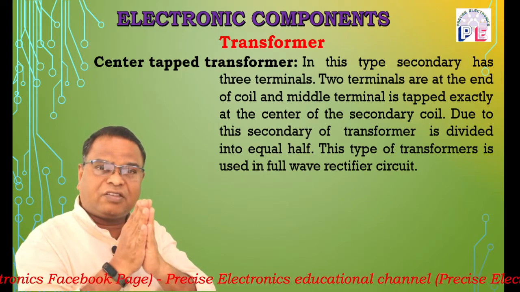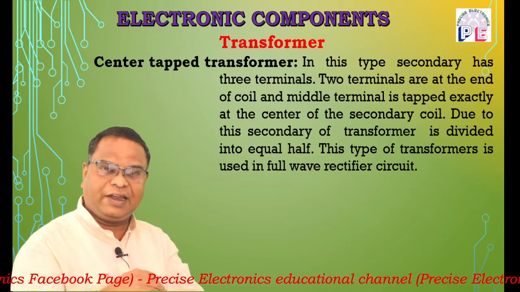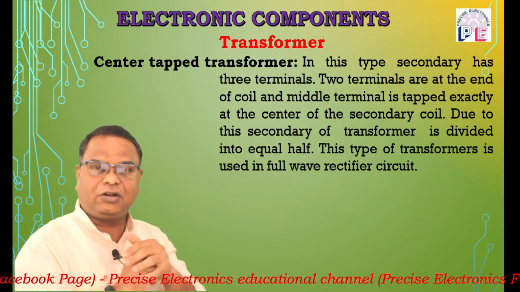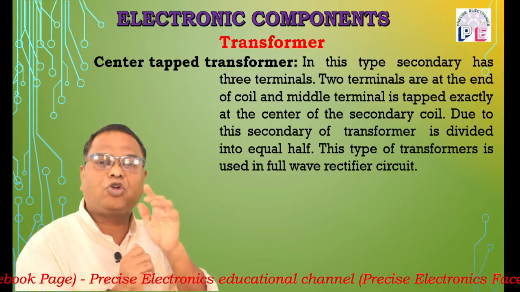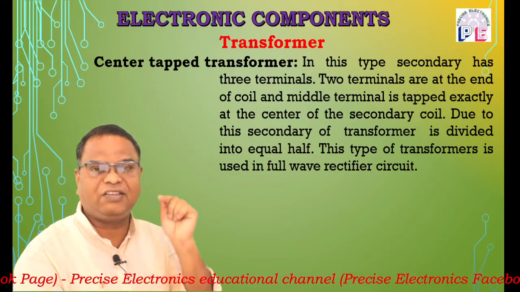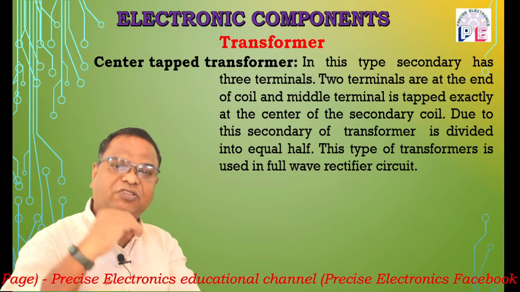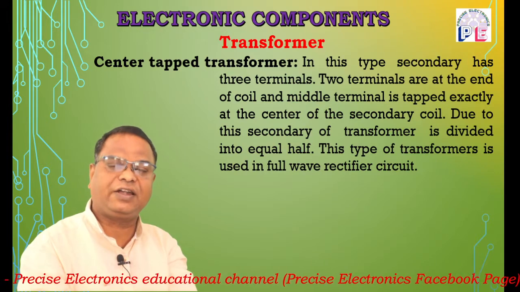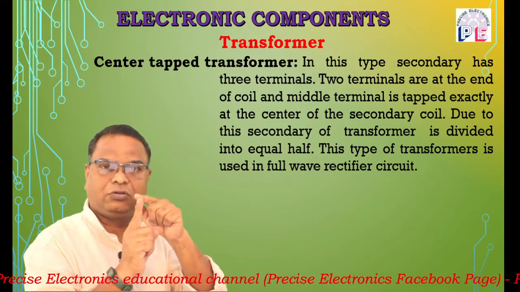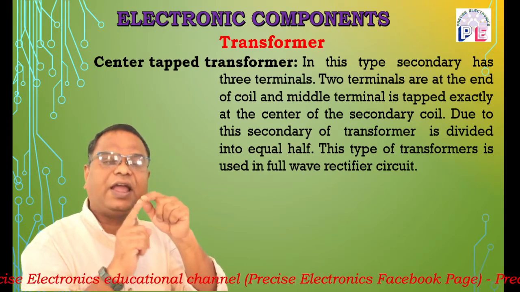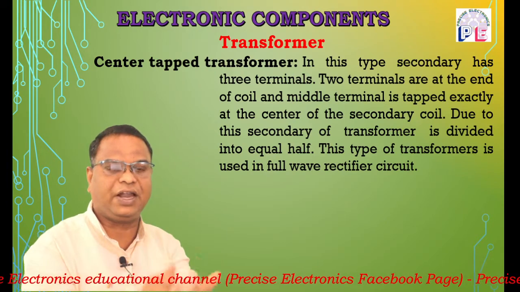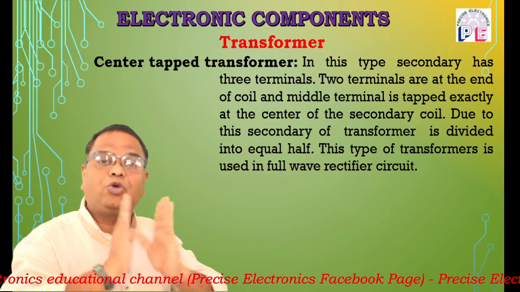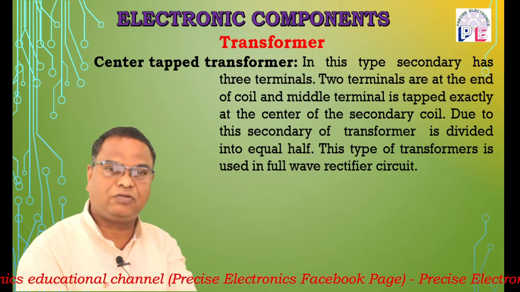Two terminals are connected at the ends of the coil, and exactly at the center of the turns, one more terminal is connected. It is a tap. For example, if the secondary turns are 1000, then after completion of 500 turns, one wire is tapped and soldered to the terminal, and the remaining 500 turns are then wound. Due to this, the transformer is divided into two equal halves.